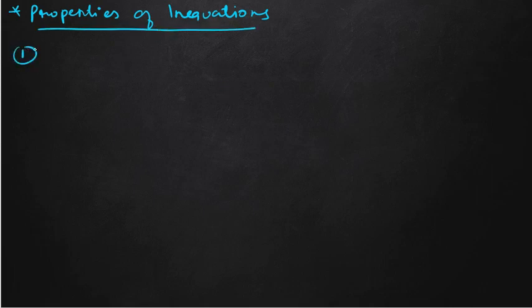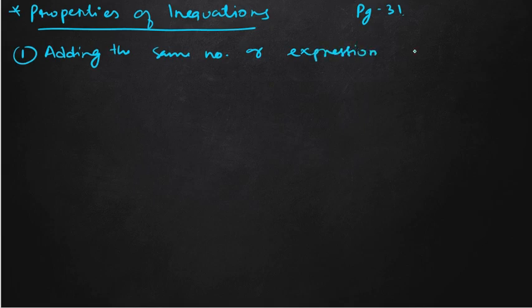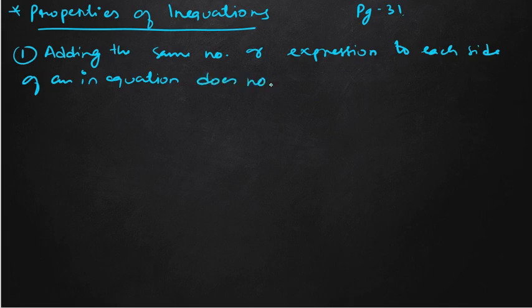So the first property, you can see on page number 31. All of you open page number 31 of your book. Adding the same number or expression to each side of an inequation does not change the inequality. So this is the first property.